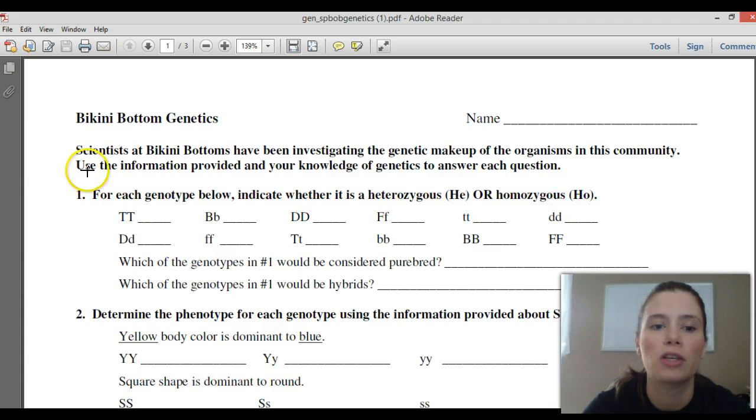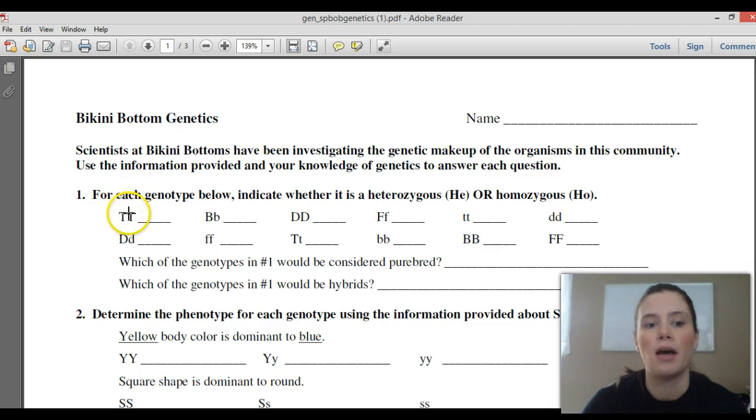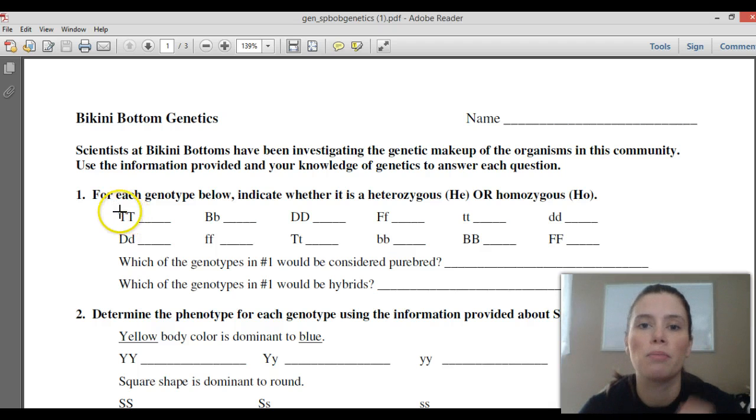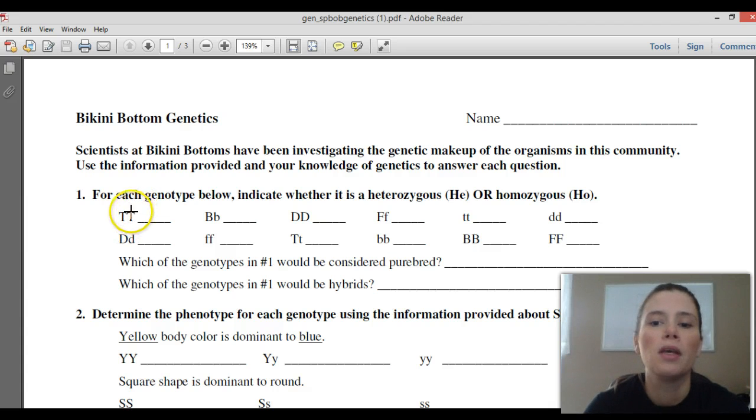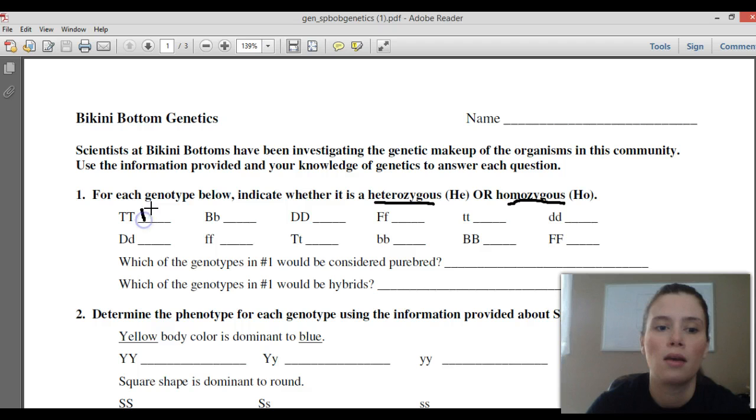So, one of the first questions it's asking you is to identify the genotype. Okay, and remember the genotype are the genes present in an organism. So these big T's and little t's and letters are representing genes present in the organism. For example, this big T could represent the gene present for a tall individual. So it wants you to identify them as heterozygous and homozygous. And remember, hetero means different and homo means the same. So big T is going to be homozygous.